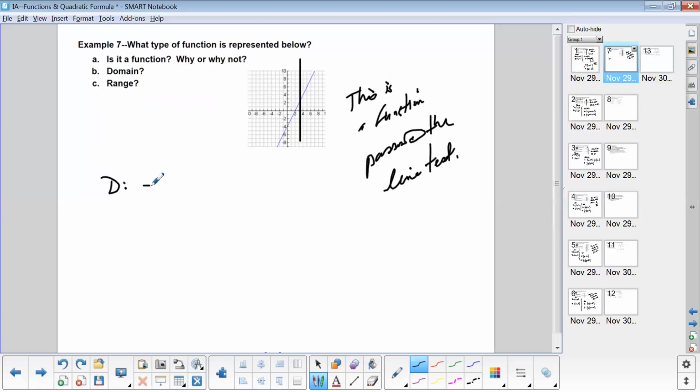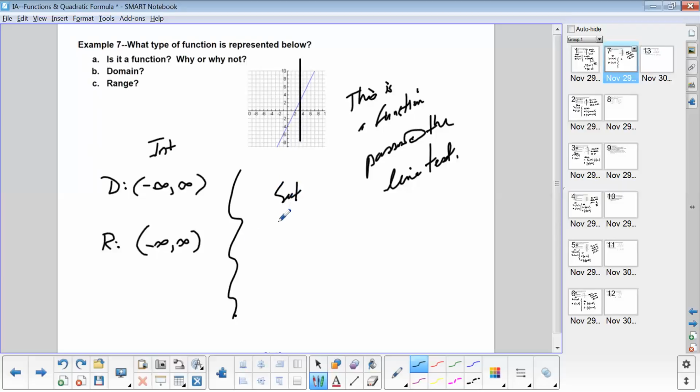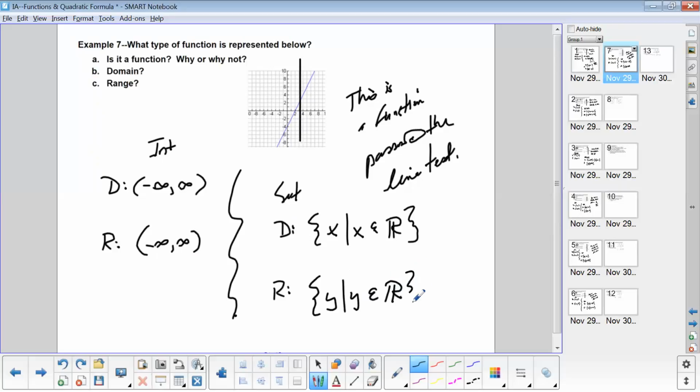So what's the domain? Well, in interval notation, it would be negative infinity to positive infinity. Range would be the same, negative infinity to positive infinity. Set notation would both represent these as all reals. So we would have the set of all values x such that x is an element of all real numbers. And the range would be the set of all values y such that y is an element of all real numbers.